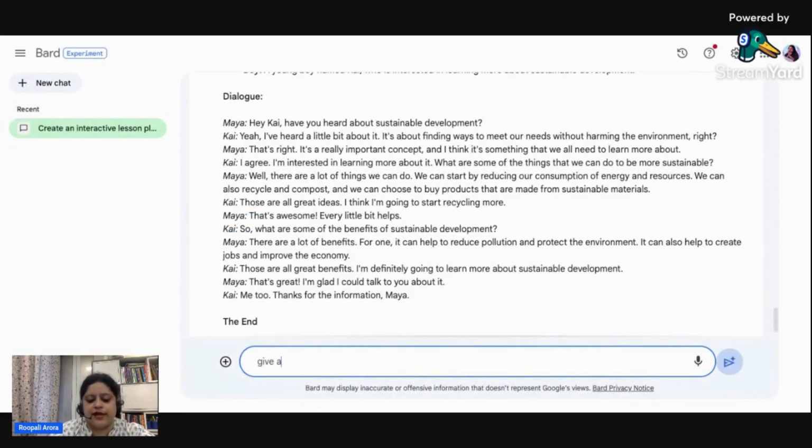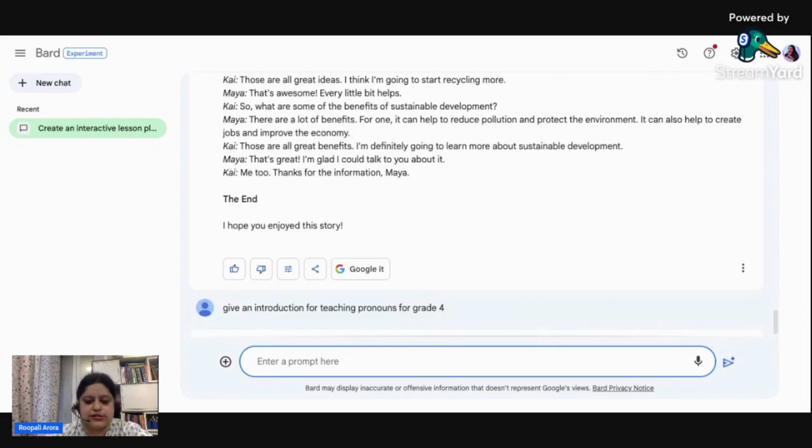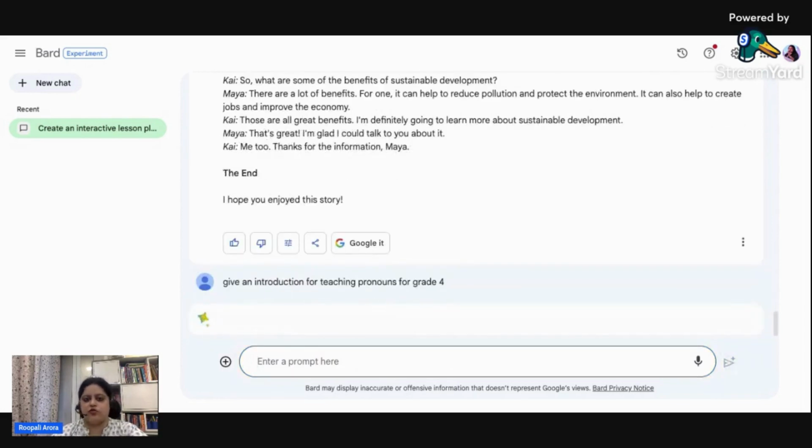Give an introduction for teaching pronouns for grade 4 students. So that means now Lucy will be a teacher teaching pronouns. So let's figure out how to have this animated character coming up.